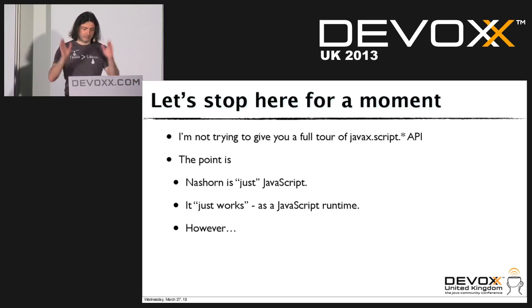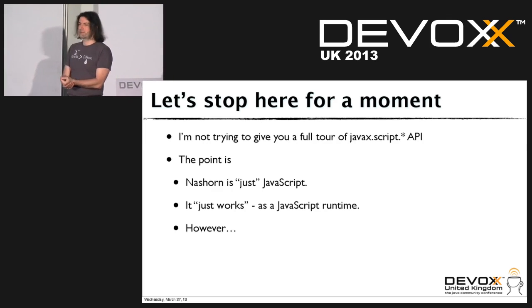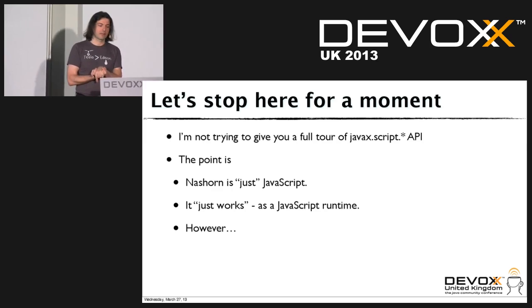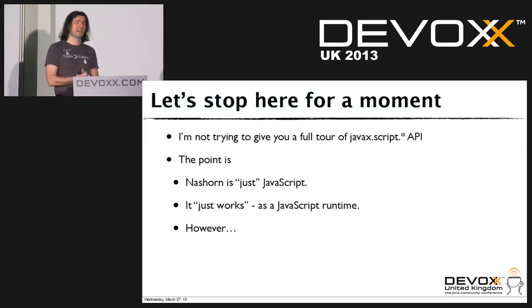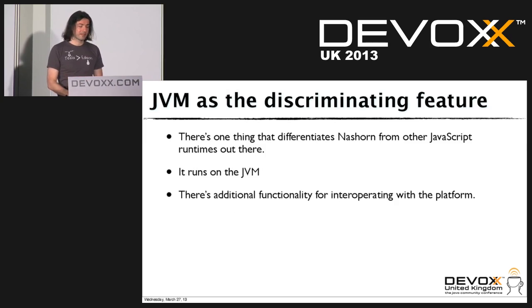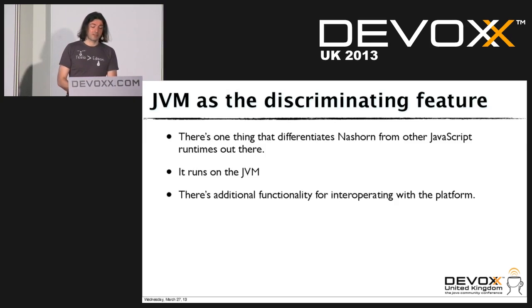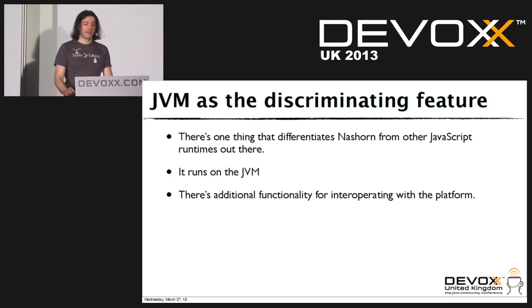Okay, so we stop here for a moment because I am not trying to give you a full tour of the JavaScript API. I think I had presentations about that back in 2006 or 2007, so this is pretty much ancient history. The point of all of this is Nashorn is just JavaScript. It just works as a JavaScript runtime, and we could say at this point, okay, well, thank you for your attention, you have an early break. That was all, except it isn't.